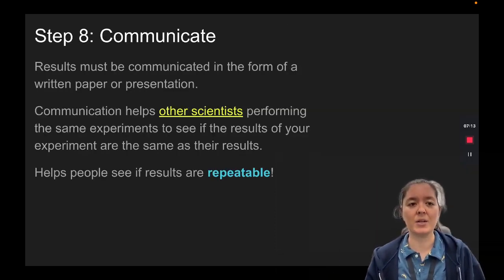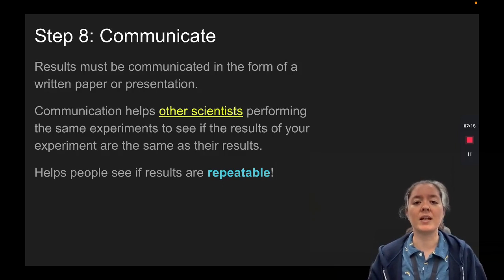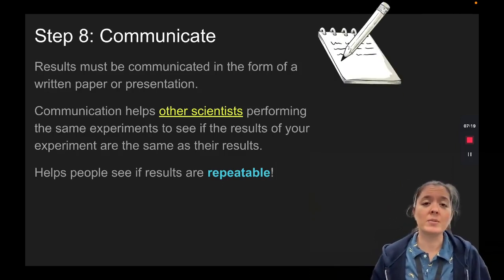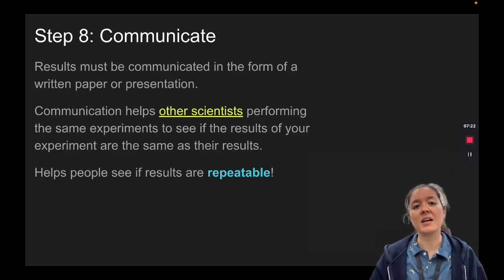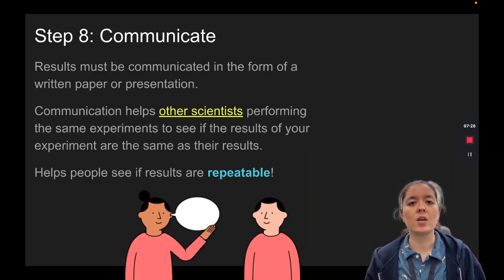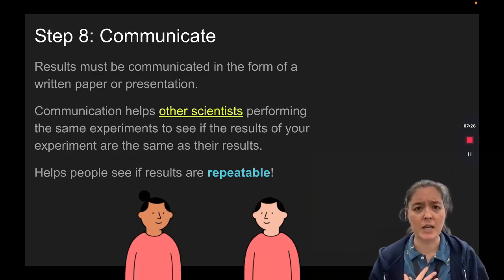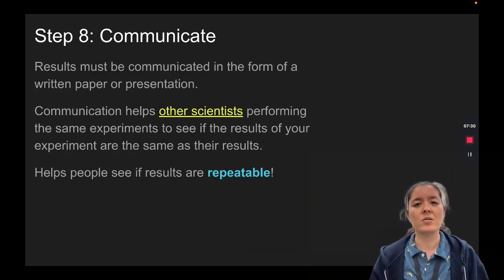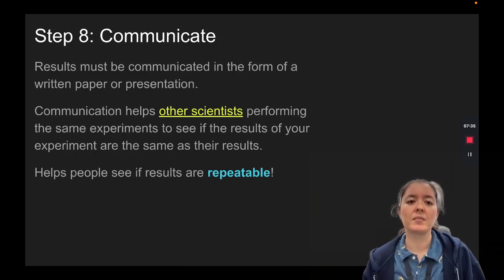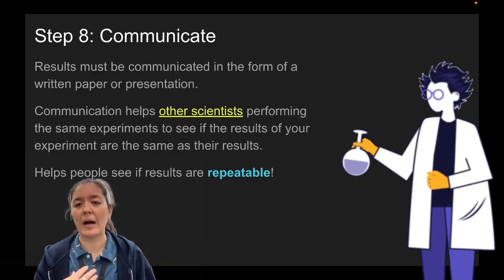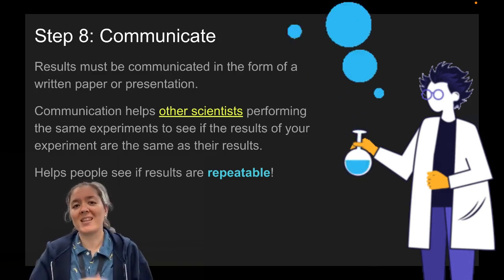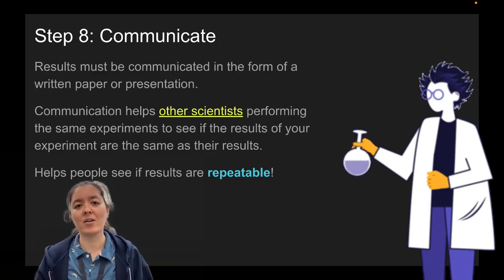Step 8, communicate. Results can be communicated in the form of a written paper, an article, a journal, or sometimes even a presentation at maybe a science conference. Communication helps make other scientists aware of the things you're studying and researching, but also, if they're interested in running those experiments, how they can do that. If we get other scientists to do our experiment, that's awesome. That's so cool because they can run the experiment and we can compare our results.